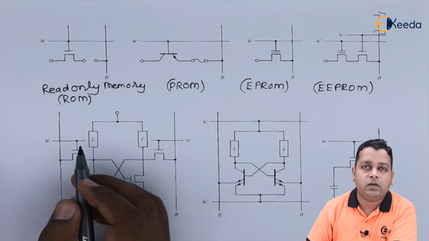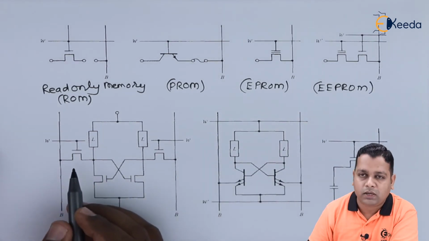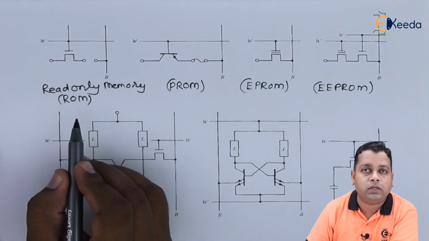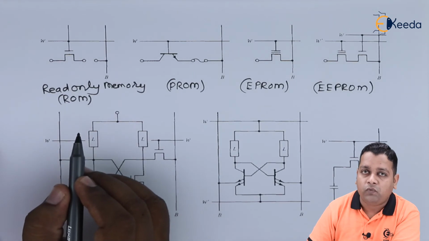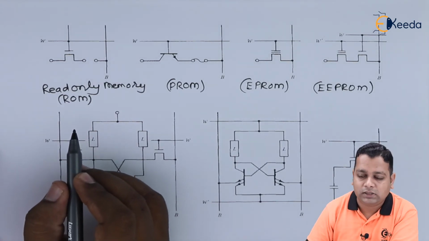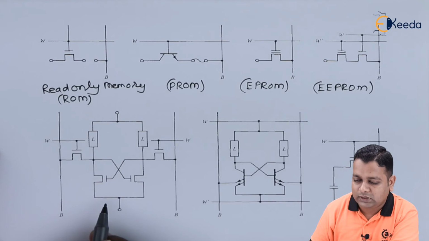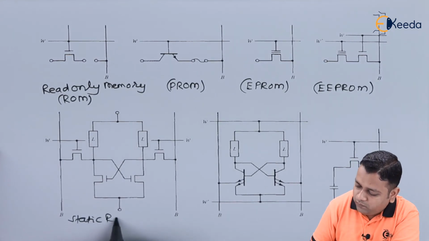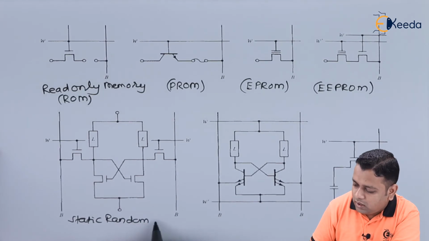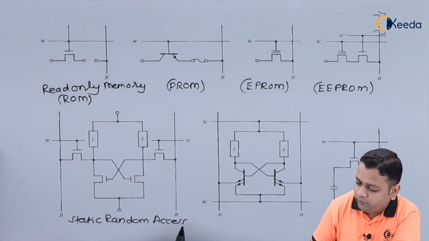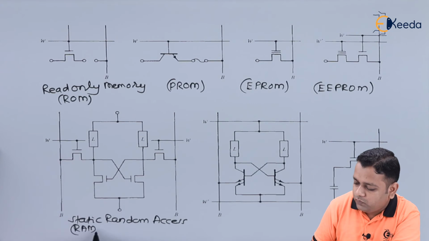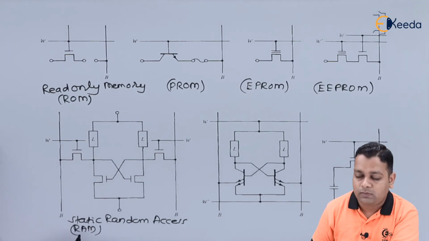Next to that, we have another type of memory. Mostly ROM is seen to be the permanent type of memory storage, whereas we have the static random access memory. This memory is also used in the abbreviated form as RAM, random access memory.